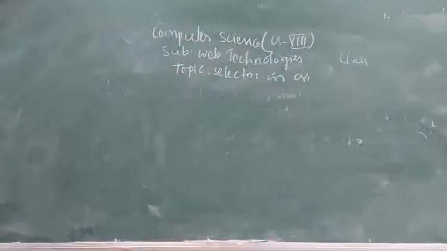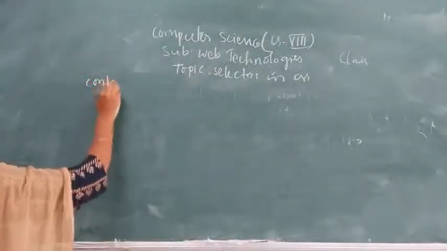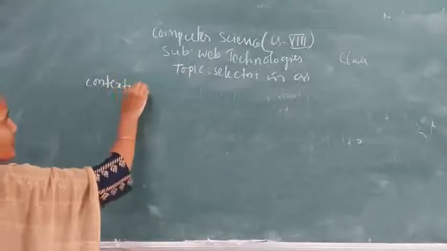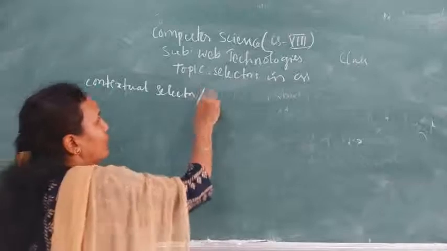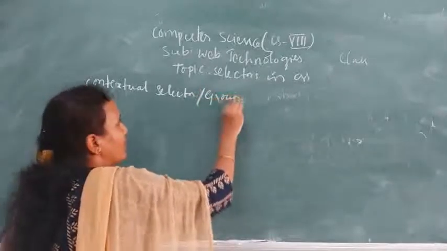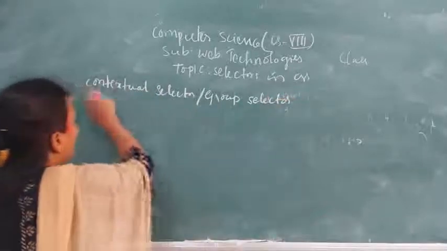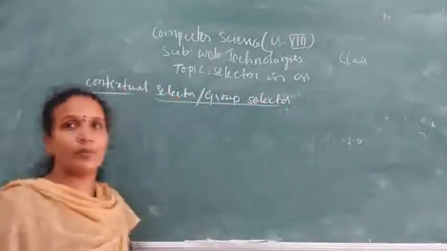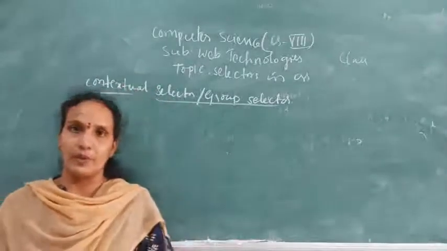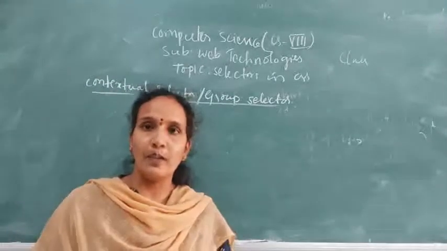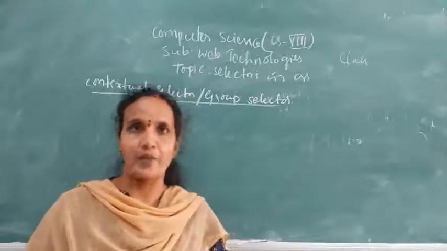The next selector is the contextual selector, or group selector. So contextual or group selector, what does it mean? For a group of elements, if you want to give a common property, then you can use a contextual selector.